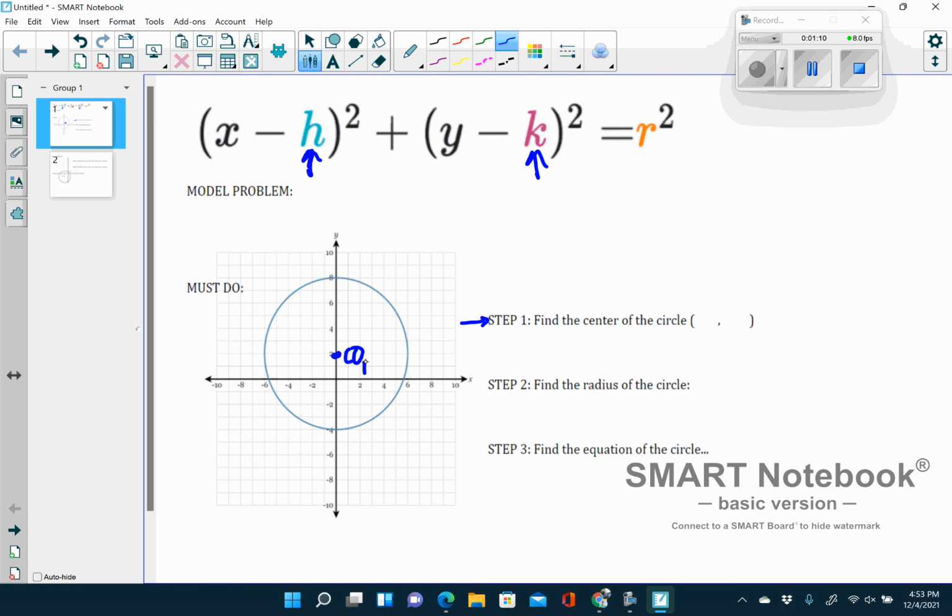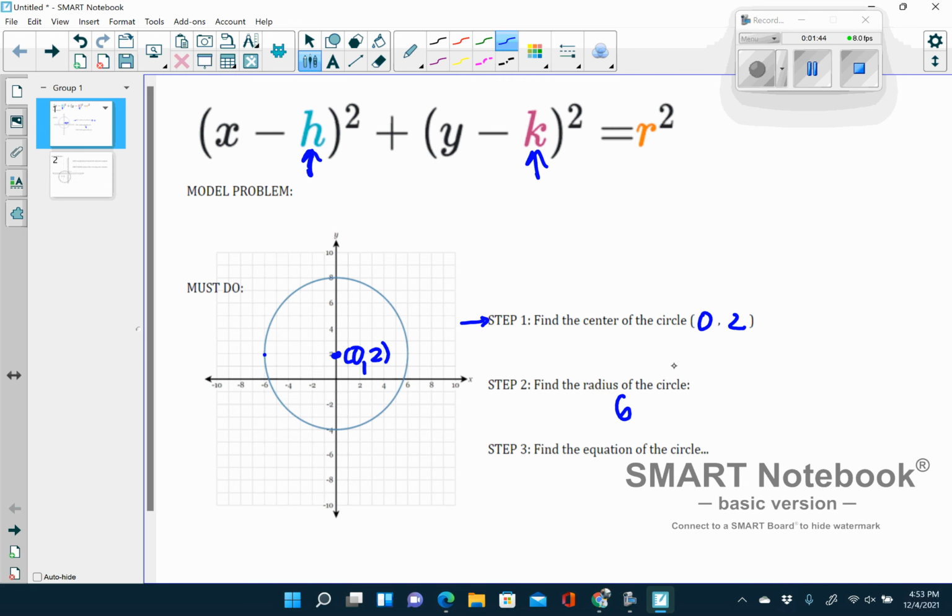So the first thing we want to do is label the center: 0, comma 2. The next thing we want to do is find the radius of the circle. In a basic sense, you just count from the center to the endpoint. This is a nice clean one because the endpoint is actually on a point. So 1, 2, 3, 4, 5, 6. The radius of the circle is 6. Distance cannot be negative, so it's just positive 6.